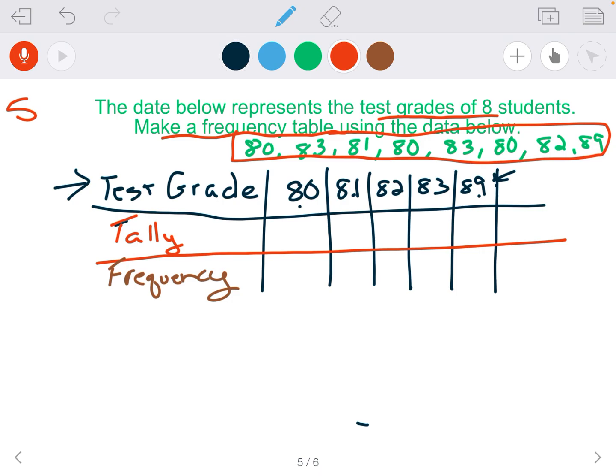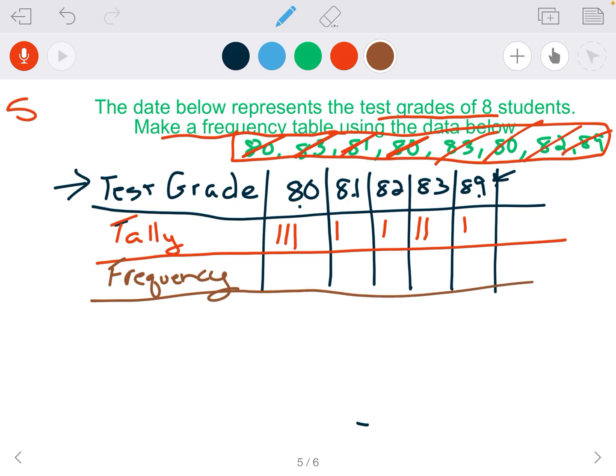So now tallies. So how many? I'm just going to go through my numbers and tally them. So there's an 80 here, so I'm going to put 1 tally mark there. There's an 83 here, so I'm going to put 1 mark there. An 81 there. Another 80, so I put another tally mark. Another 83, so I put another tally mark. Another 80, I put a 3rd tally mark. An 82, so I put a tally mark there, and an 89.